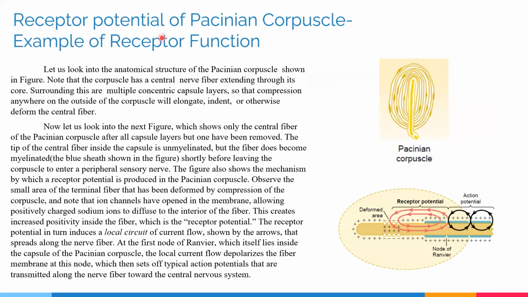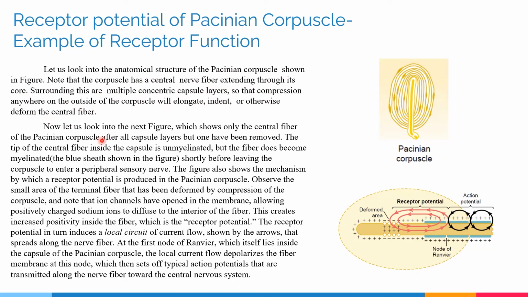Next, we look into an example of receptor potential of Pacinian corpuscles, which is an example of receptor function. Let us first look into the anatomical structure of Pacinian corpuscles, which is shown in the figure. Note that the corpuscle has a central nerve fiber extending through its core, which is shown right here. Surrounding this are multiple concentric capsule layers, so that compression anywhere on the outside of the corpuscle will elongate, indent, or otherwise deform the central fiber.